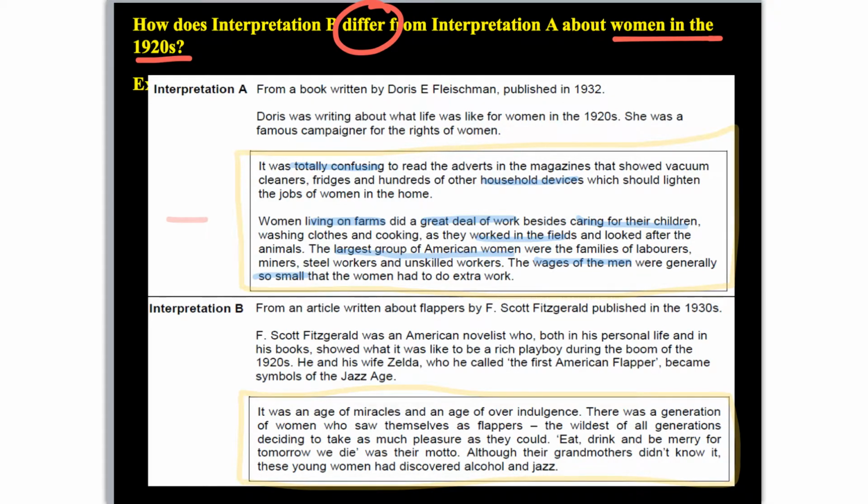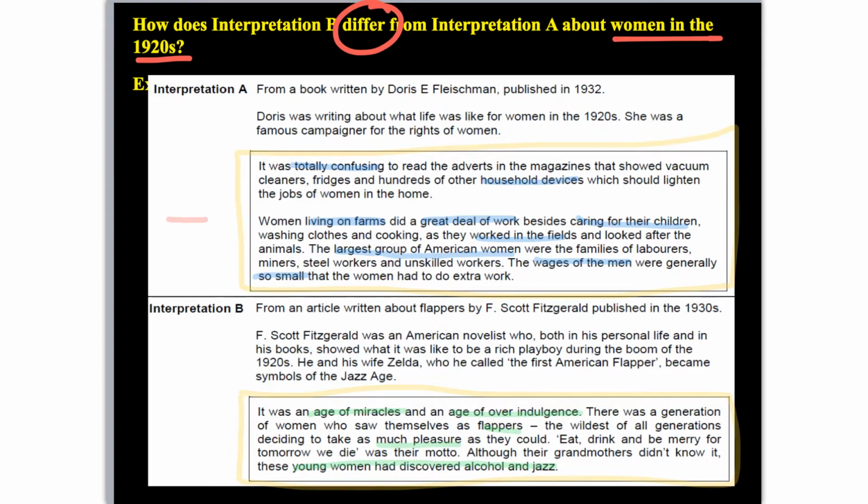Indeed, if we turn to Fitzgerald's accounts from the 1930s, you will see he goes on to suggest it was an age of miracles, an age of overindulgence. There was a generation of women who saw themselves as flappers, the wildest of all generations, deciding to take as much pleasure as they could. Eat, drink and be merry, for tomorrow we die was their motto. Although their grandmothers didn't know it, these young women had discovered alcohol and jazz.